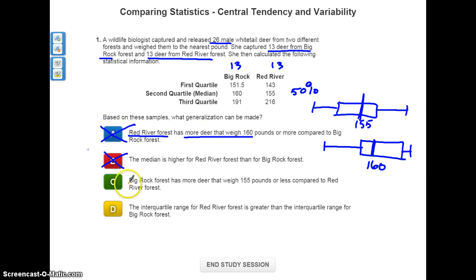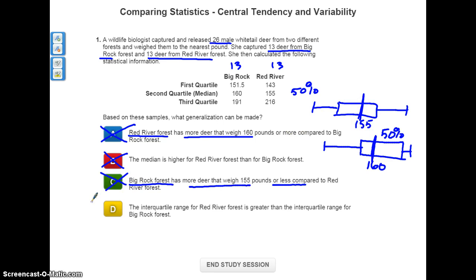The next one I see, part C: Big Rock Forest has more deer that weigh 155 pounds or less compared to Red River. So that is the exact opposite of what we're saying here. I know that 50% of my data is above 160, so I really can't make that comparison with this 155, because technically 50% of the data for Red River is below 155. So that's actually a false statement as well.